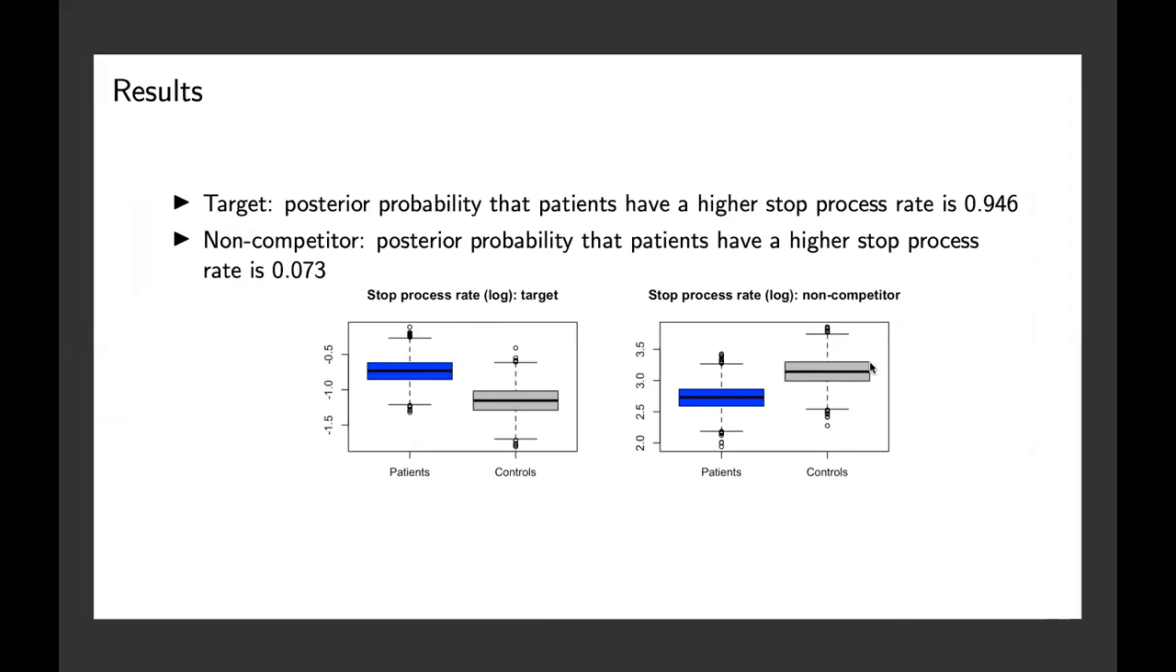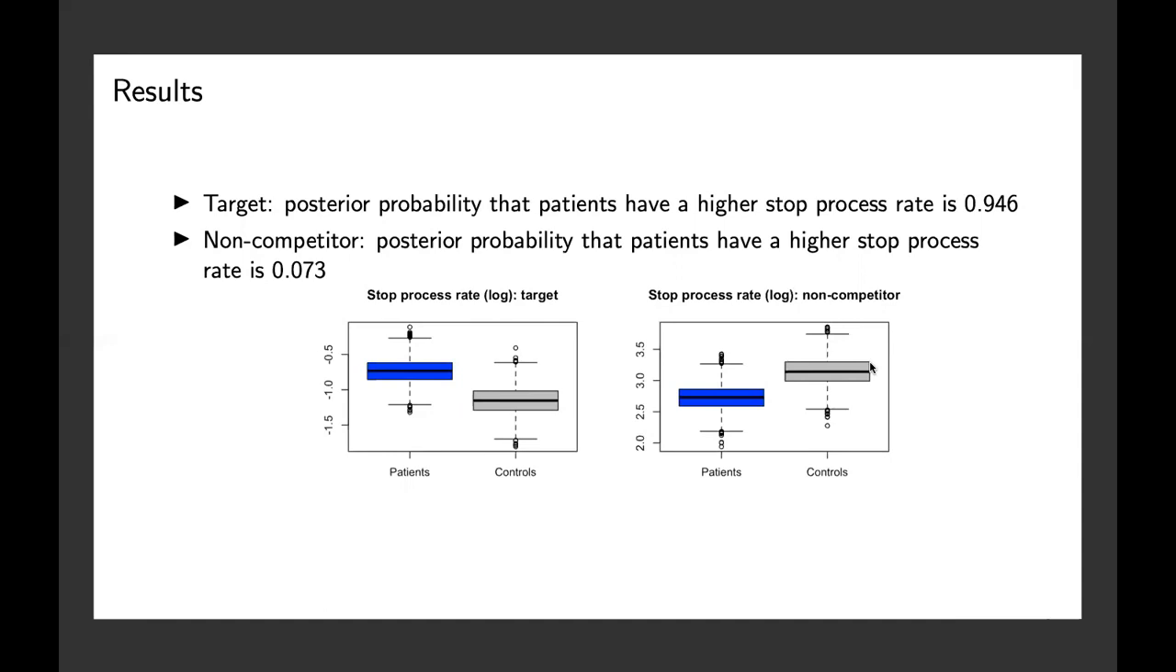The first parameter on the left is the stop process when the stimulus is a target. And when the stimulus is a target, the estimated posterior probability that patients have a higher stop process rate is 0.946. It indicates that when the stimulus is a target, which means that they are identical, the patients are more likely to determine that there are differences and cease response.